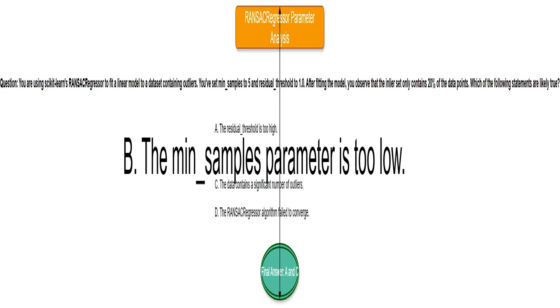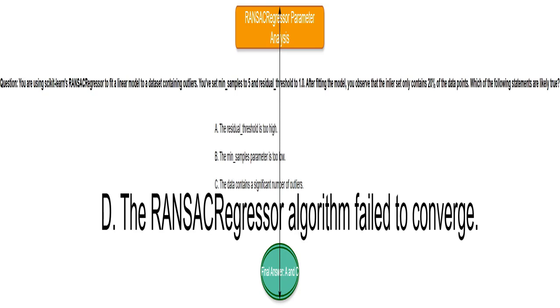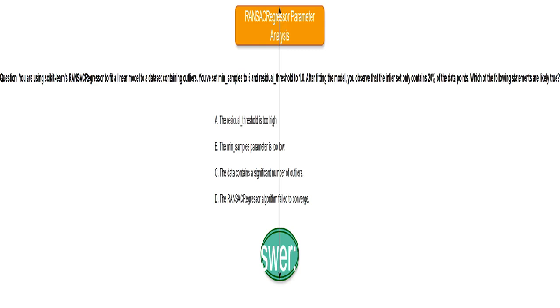A low "min_samples" value can sometimes be problematic, but in this case, 5 is a reasonable value. The low inlier percentage is more likely due to the "residual_threshold" or the number of outliers. RANSAC usually converges, even with lots of outliers. The algorithm found a solution, just a poor one with a small inlier set, likely because of the parameter settings or the outlier amount. I've concluded that both A and C are the most probable explanations for only 20% of the data points being classified as inliers. Either the "residual_threshold" is too high or the data has a large amount of outliers, or potentially both.